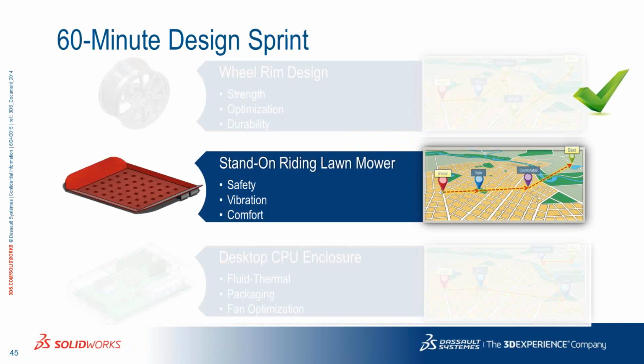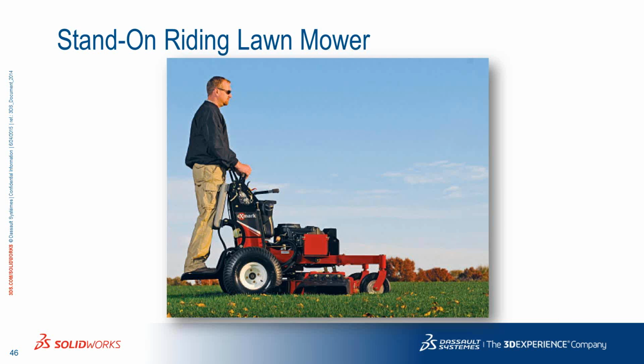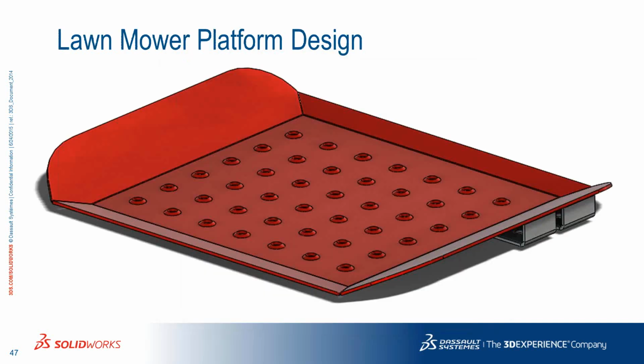So I'm going to dive into the second demonstration for today, which is kind of a fun example. It's a stand-on riding lawnmower, and we're going to look at this platform on the lawnmower for safety, vibration, and comfort. This is a quick snapshot of a person standing on the platform, and this platform is literally cantilevered to the chassis, so we want to make sure that it's going to be able to withstand the weight of somebody standing on it. It's not going to shake excessively, and the person standing on it is going to feel comfortable riding the lawnmower.